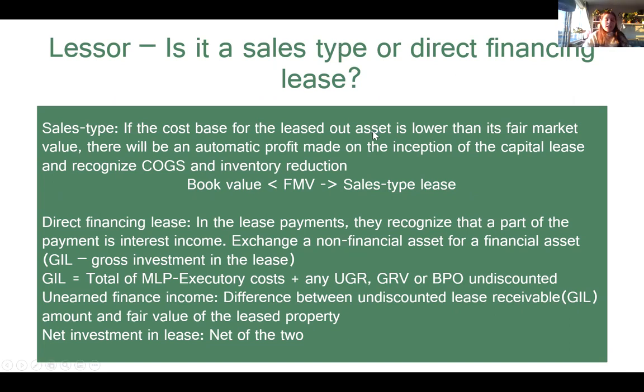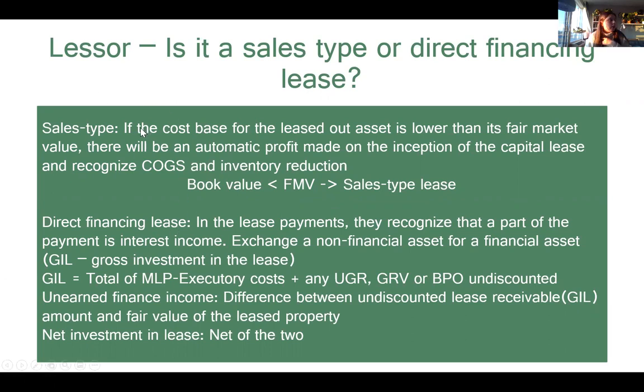What happens is that because you have a finance lease, if you're under IFRS, you're deemed to have sold the assets when you enter into the agreement. So you remove it from your books and you're going to have some revenues. Because of that, if the difference between your book value and your fair market value is different, you're going to have a profit, and that creates a sales type lease, like in the name. If not, if your book value is equal to the fair market value, then you have a direct financing lease.